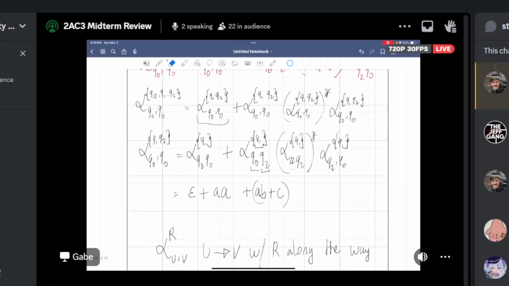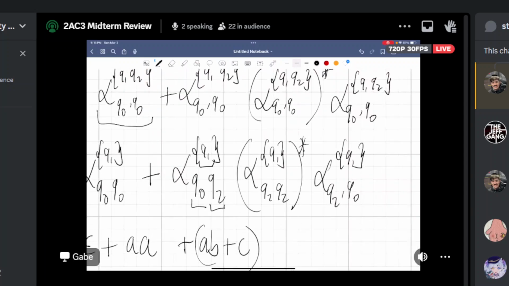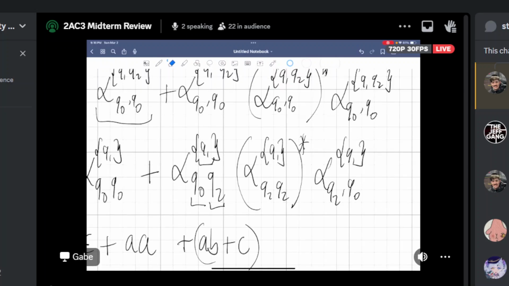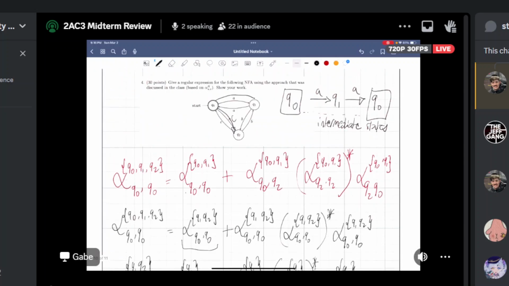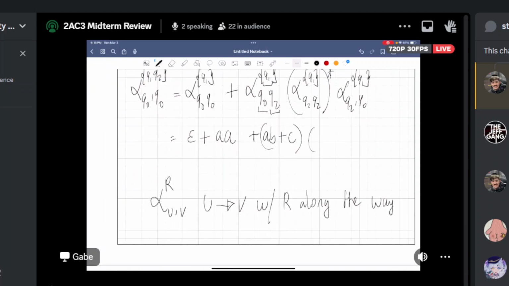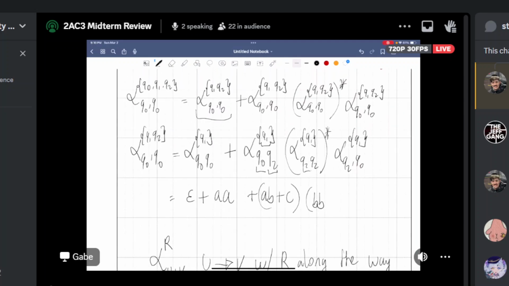Now this one is Q2 to Q2, passing through Q1. And remember, you don't have to pass through Q1. These are just the states that are allowed. You don't necessarily have to pass through them. So Q2 to Q2 going through Q1. So B, or epsilon, or you could just stay in place. Because again, we're going from Q2 to Q2. So you can just do nothing.